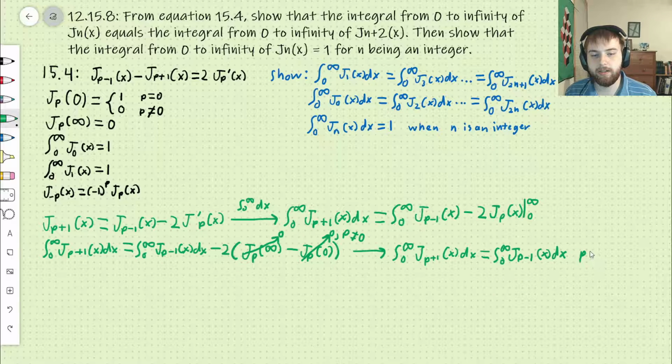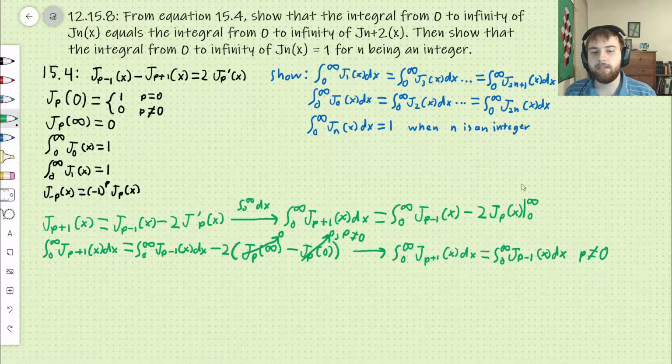For p does not equal 0. So that actually takes care of all these situations. Because if p is equal to 1, then you have your 0 and your 2, which are these. And if it's equal to 2, then you have 1 and 3, which are those. So this takes care of all these situations.